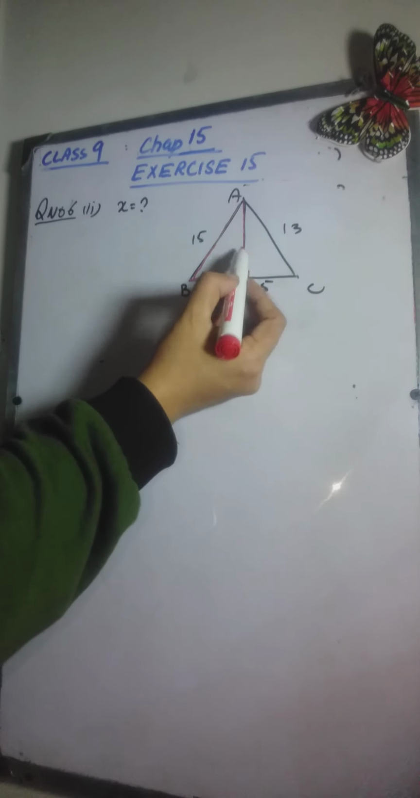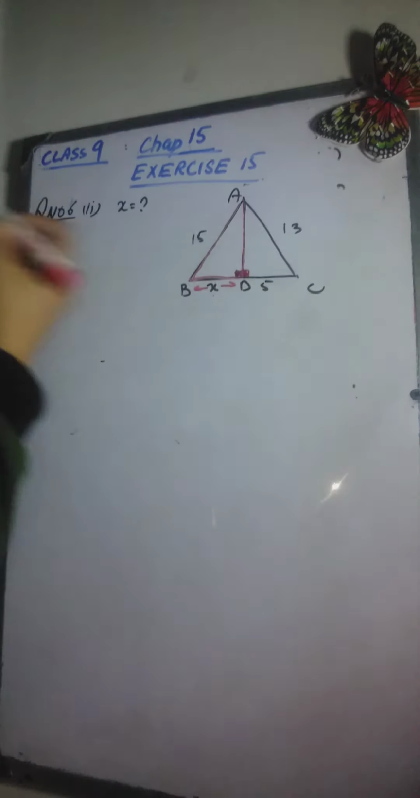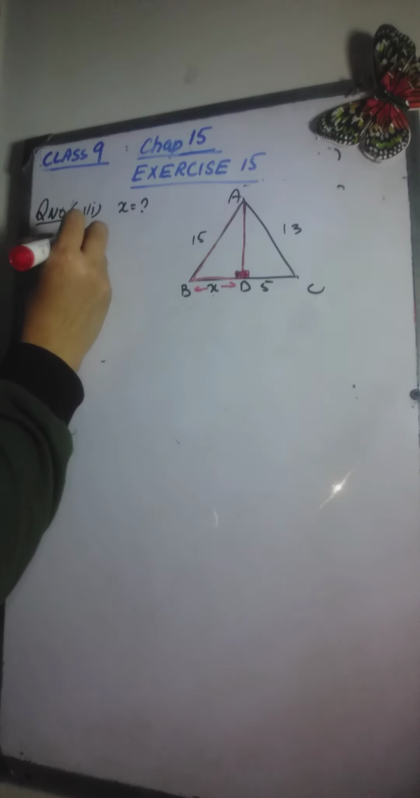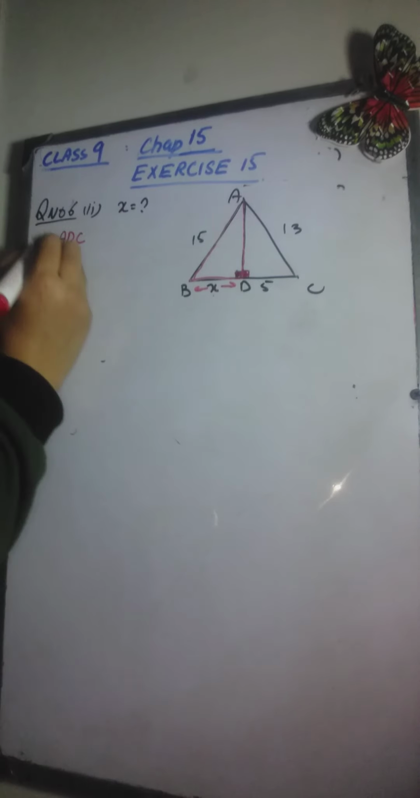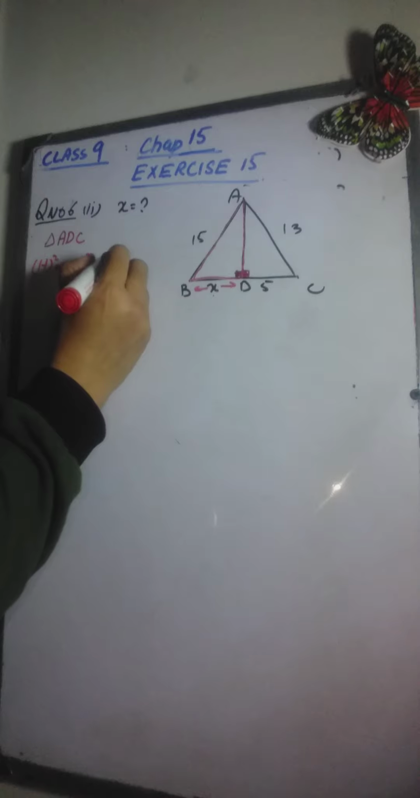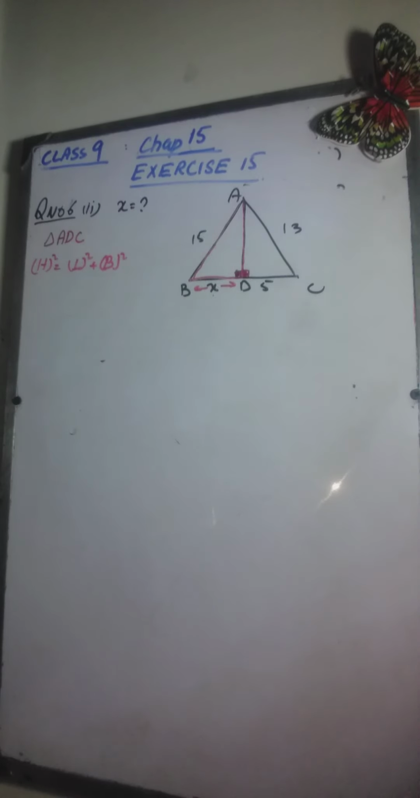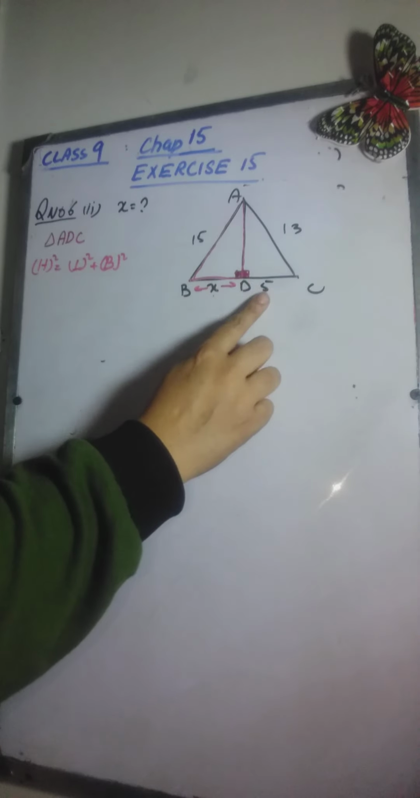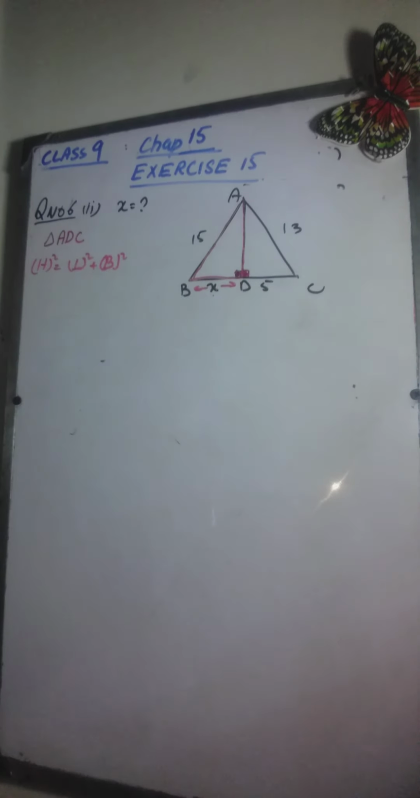Now if you know the length of this triangle, then we can easily find the value of x. So first we are going to find the length of this side AD. For this we are going to use this right triangle, triangle ADC. So from triangle ADC, the hypotenuse square should be equal to perpendicular square plus base square. Now hypotenuse will be the length 13 because it is opposite to 90 degrees. This will be the base and the altitude is what we want to find.